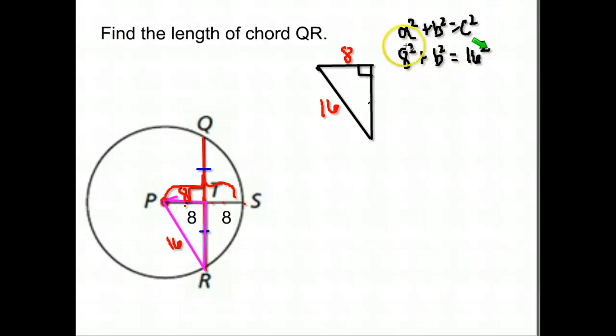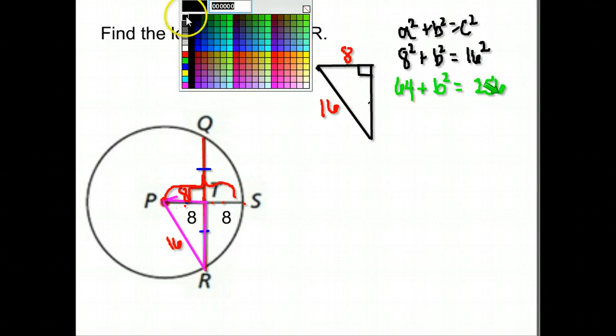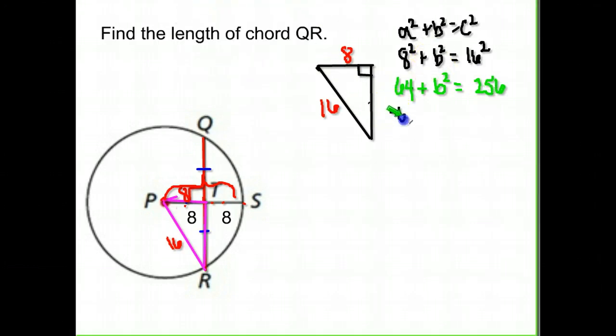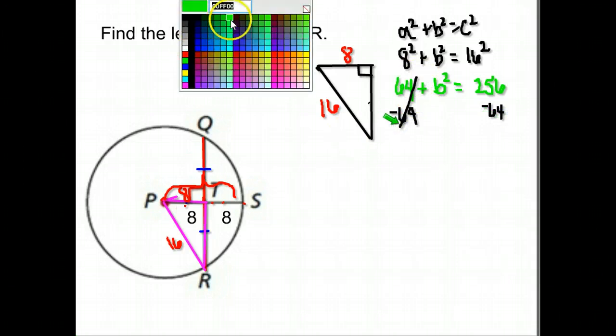Let's solve this. So first we square, and remember squared means a number times itself, not the number times 2. So 8 times 8 is 64. B squared we can't really do anything about right now. And 16 squared is 256. We want to solve for b. So we're going to go ahead and subtract that positive 64 from both sides of the equation so that we can get the b all by itself.